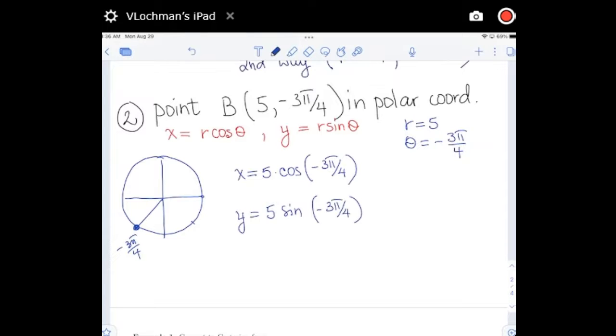In here, and this is the unit circle, both cosine and sine are negative, and they have the same value, square root of 2 over 2. So we get negative, did I say pi? Negative 5 root 2 over 2 for the x, and negative 5 root 2 over 2 for the y. So our point B in regular rectangular coordinates is this.